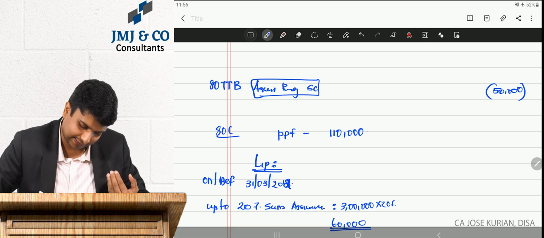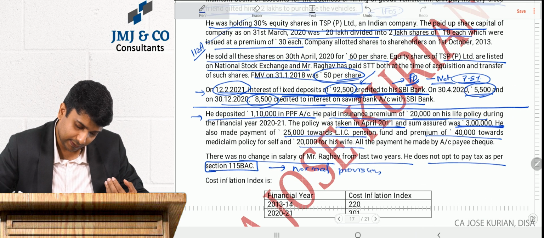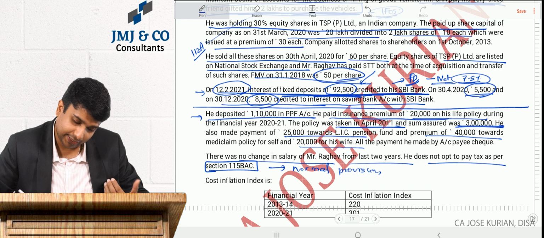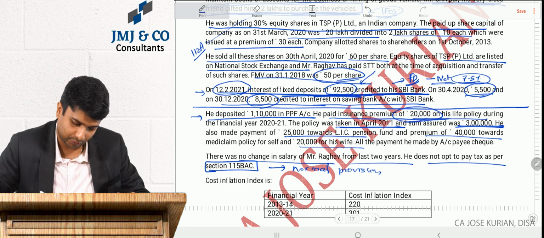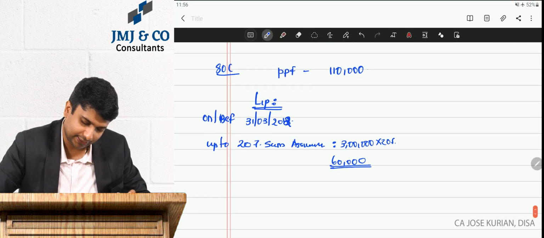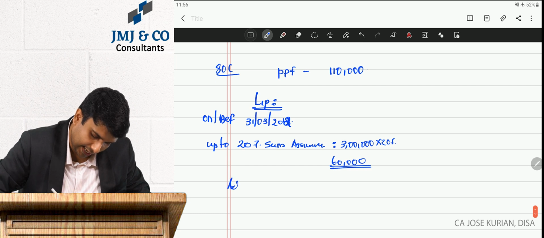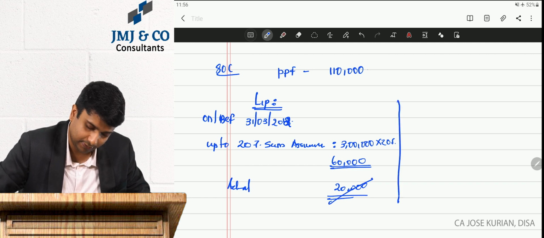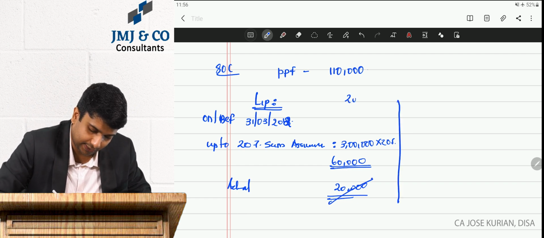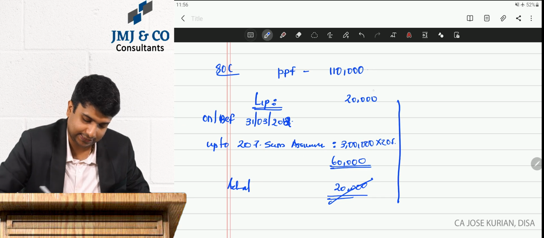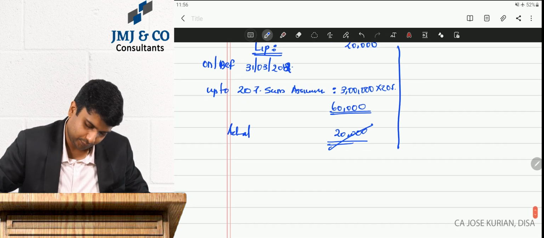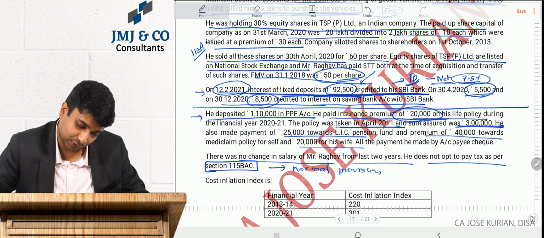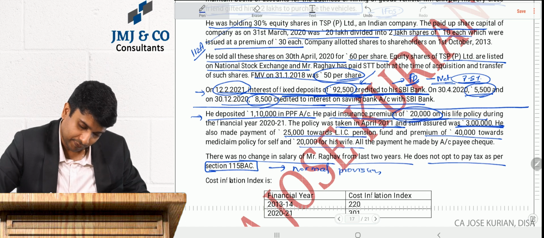But the actual is less, right? What is the actual figure here? The actual premium paid by that particular assessee is only 20,000. So he can claim that entire 20,000 as a deduction. So actual amount is 20,000, and you can claim that entire amount as a deduction from this particular point. So 20,000 is the life insurance policy deduction. All right.